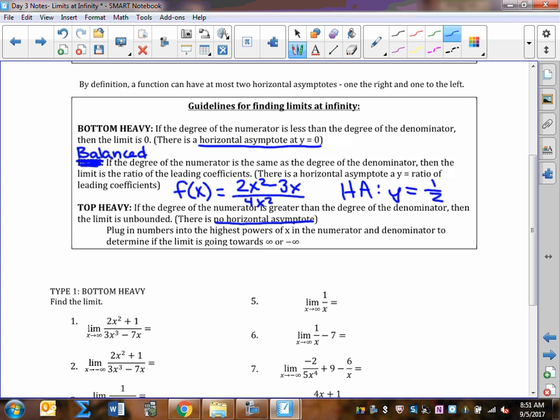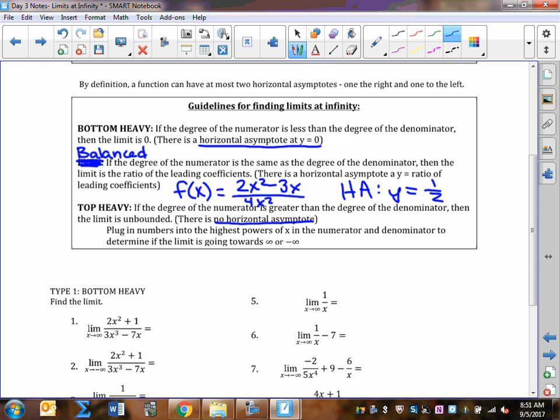So bottom heavy, immediately our end behavior is 0. Balanced is going to be those leading coefficients. Top heavy, then it's going to be either positive or negative. Now, again, we'll take a look on the back side at what it looks like when we have two different horizontal asymptotes. Okay.